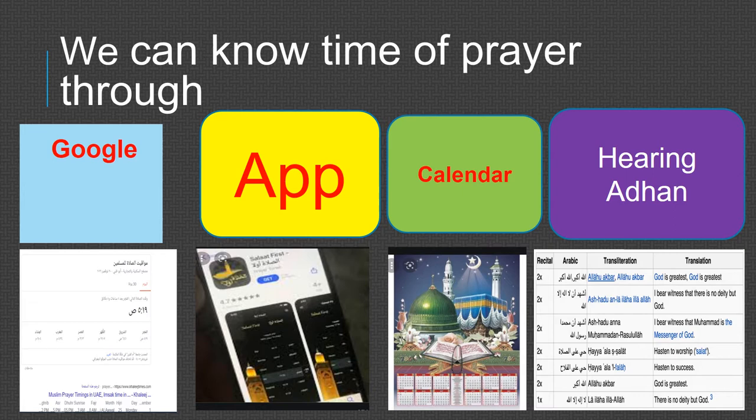We can know the time of prayer through Google. I can search on the internet in Google about the time of prayers. Through an app: if I have an application on my phone, I can search on it about the times of prayers. The third, through a calendar: if I have this calendar for the year's days, it shows the times of prayers, so I can know.